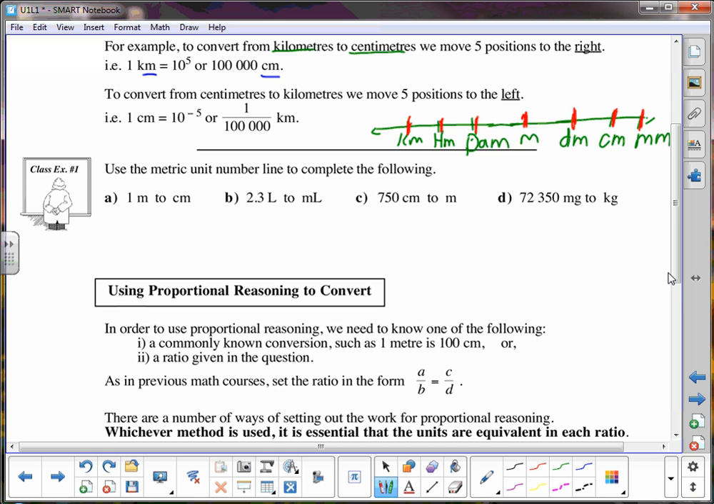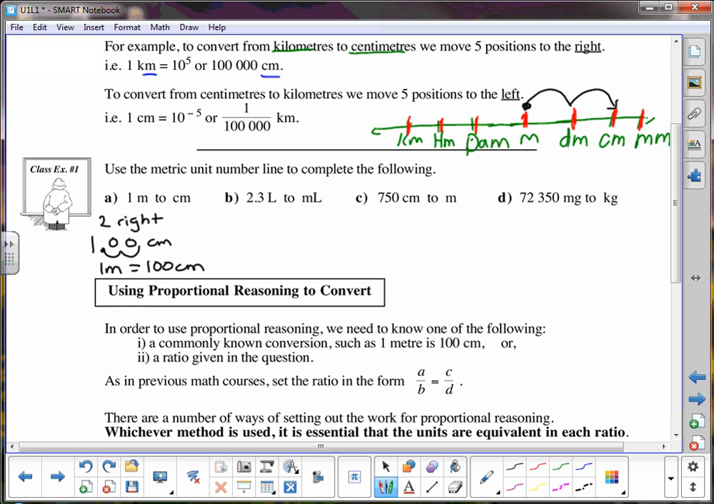Let's use it to see which way we need to move. We're starting at meters, and I want to go towards centimeters. So 1, 2 to the right. We're going to move 2 decimal places right. If my decimal place is here, because we had 1, 1, 2, we just fill in zeros in those places. So that'd be 100 centimeters. 1 meter equals 100 centimeters.